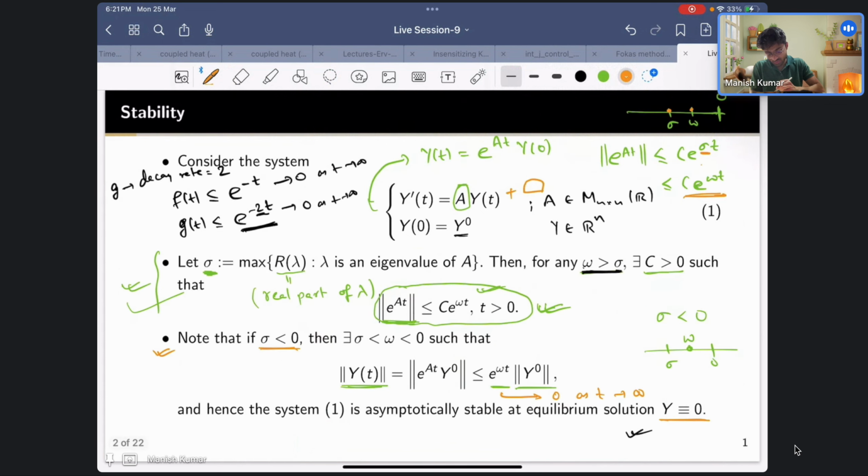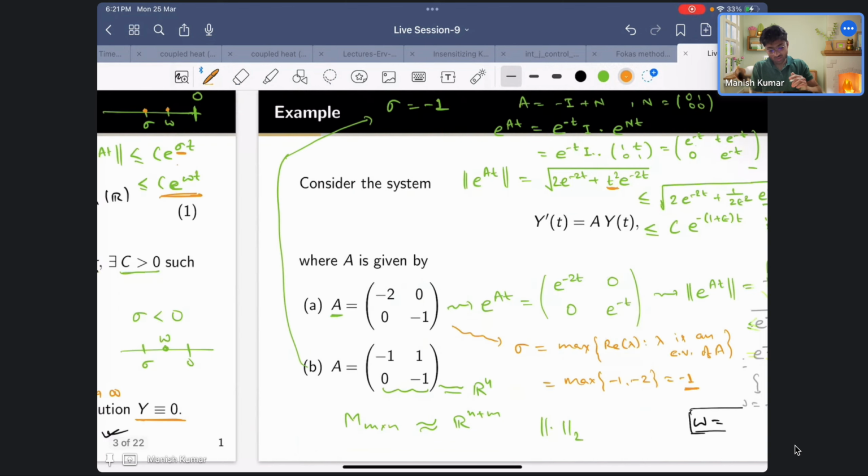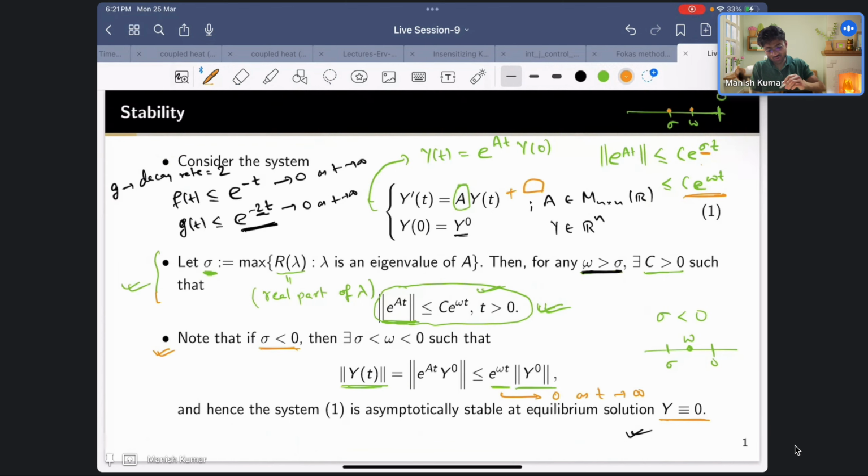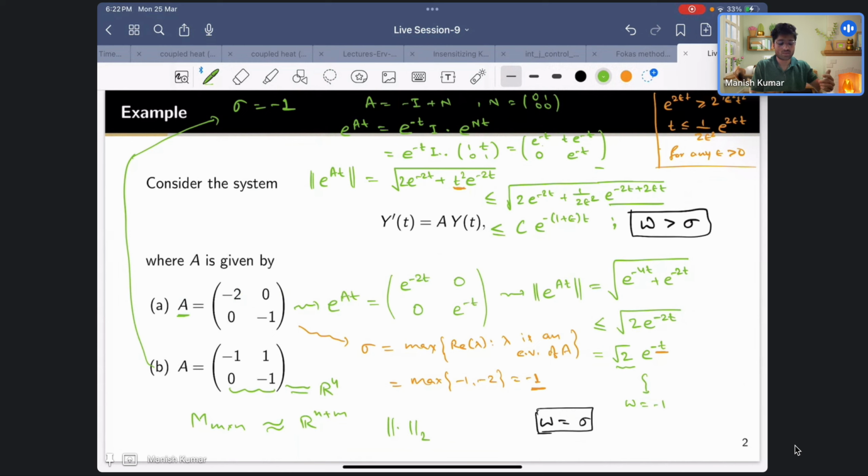I didn't give the proof of this theorem, but this is the idea. At least for a 2 cross 2 matrix, for any general matrix you write it in Jordan canonical form, and then you will see in the proof that this kind of power will come, and then you can dominate by this kind of epsilon business, and then you can say this kind of result for omega greater than sigma. So this is some kind of proof. I just did it in a very special case, just a 2 cross 2 matrix, but it can be extended to any dimension.